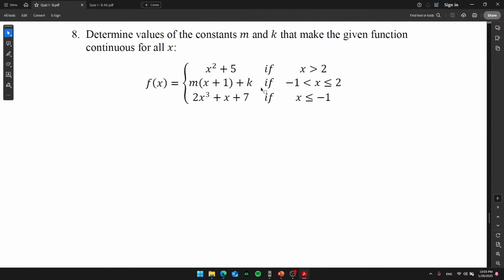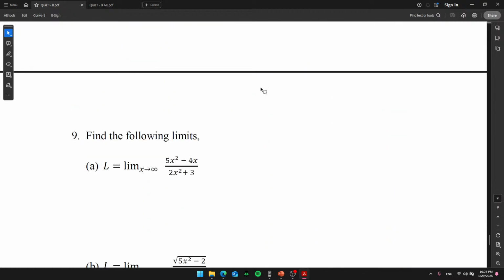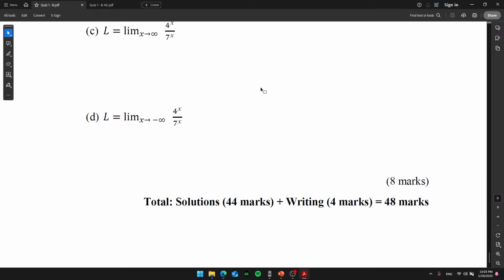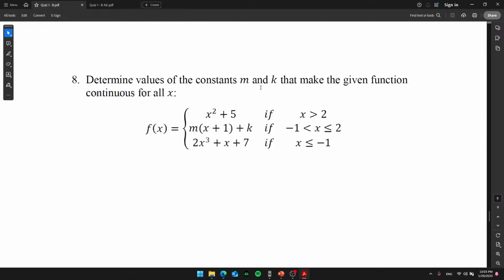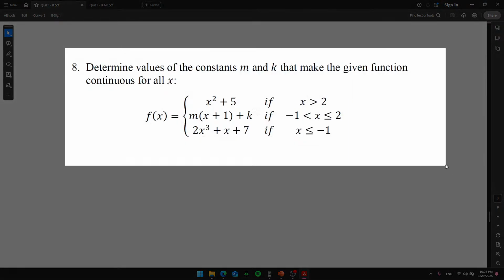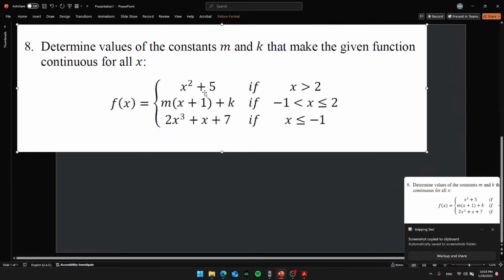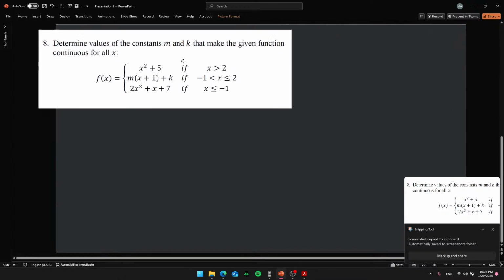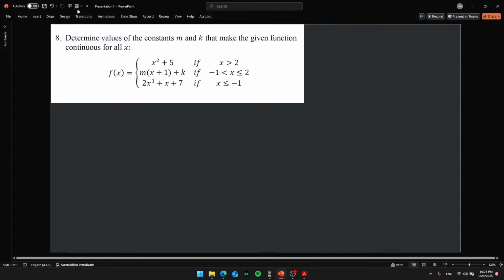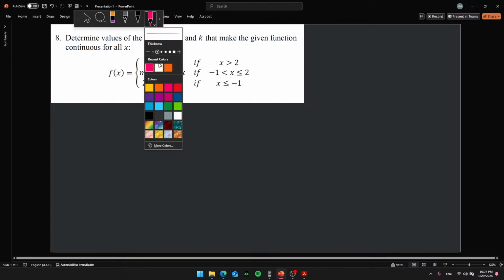Intermediate value theorem, we haven't taken it yet. Skip it. Okay. Determine all values of m and k. Easy. Such that f of x is continuous.